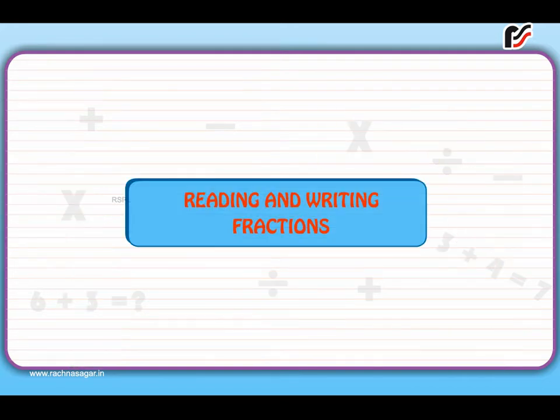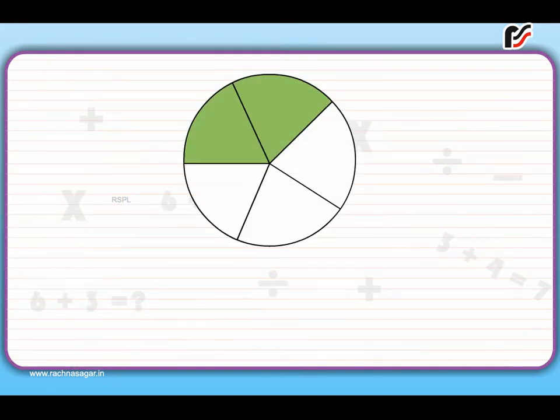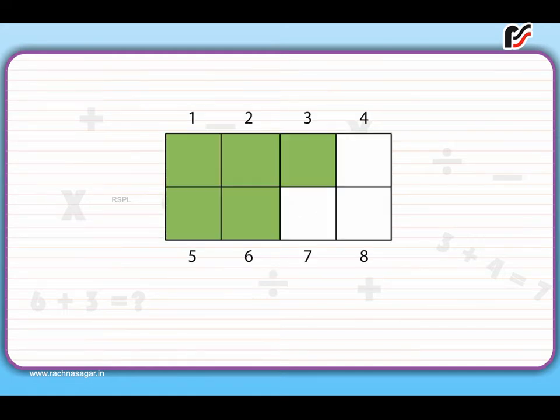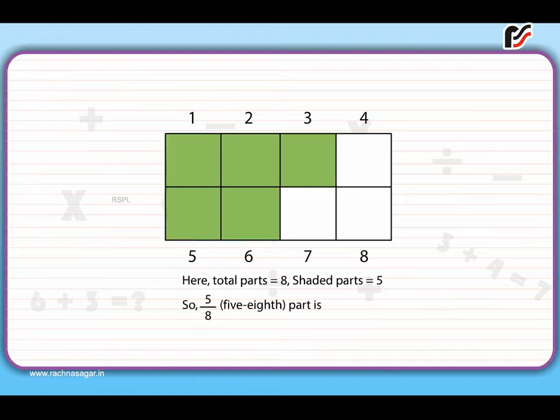Reading and writing fractions. Look at the given circle. Here, total parts is equal to 5. Shaded parts is equal to 2. So, 2/5 part is shaded. Now, look at the given rectangle. Here, total parts is equal to 8. Shaded parts is equal to 5. So, 5/8 part is shaded.